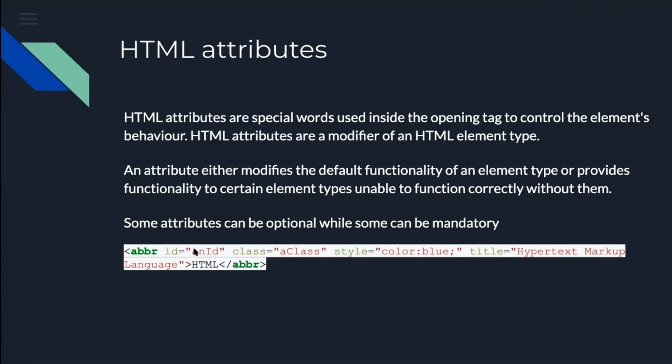For instance, here we have an ID, a class. We'll learn about ID and class in a second. Here we close this tag. Between the opening tag and the closing tag, we have the text, which is HTML. This is the text that we can find under this tag.